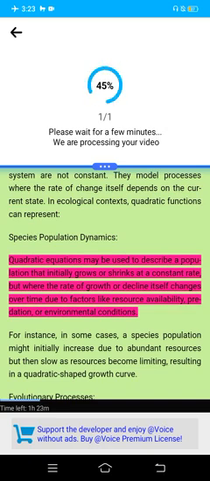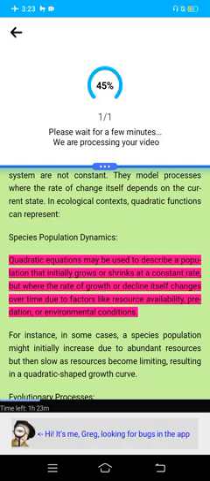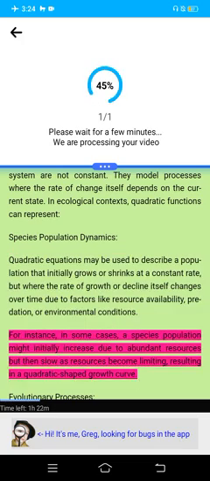Quadratic equations may be used to describe a population that initially grows or shrinks at a constant rate, but where the rate of growth or decline itself changes over time due to factors like resource availability, predation, or environmental conditions. For instance, in some cases, a species population might initially increase due to abundant resources but then slow as resources become limiting, resulting in a quadratic-shaped growth curve.